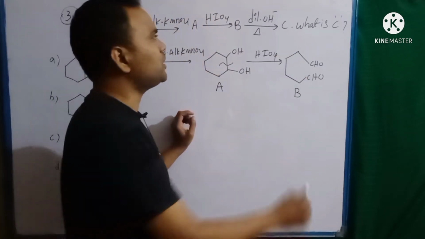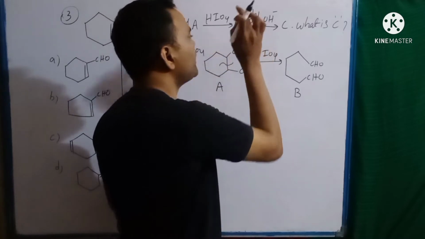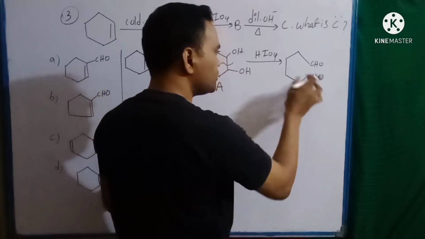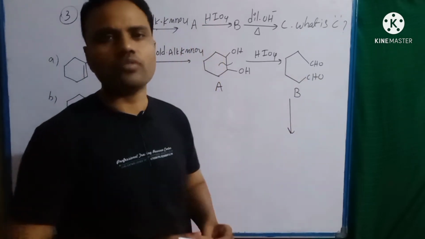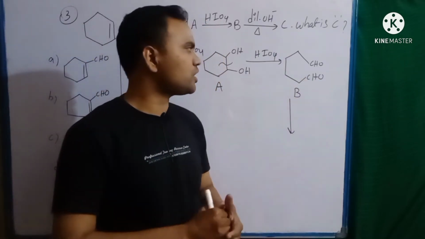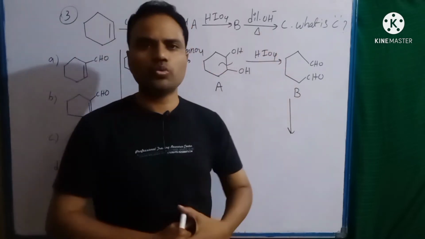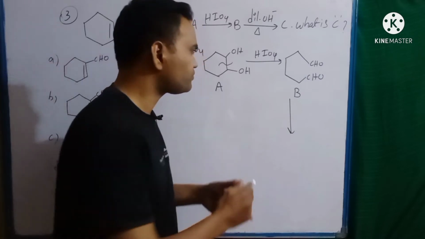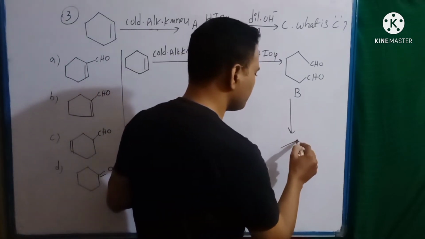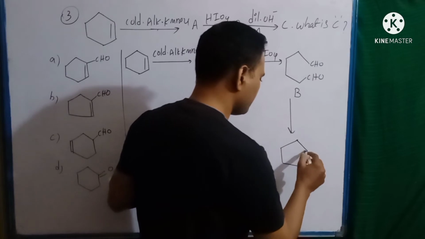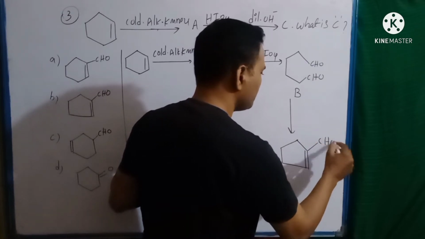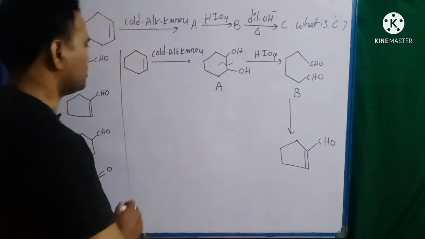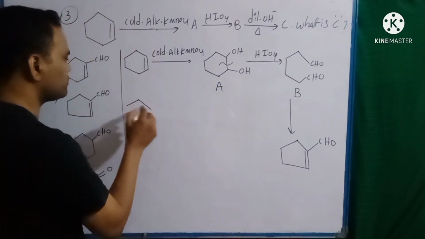And B on treatment with dilute OH minus followed by heating gives C. Aldehydes with alpha hydrogens undergo aldol condensation followed by heating to produce alpha beta unsaturated carbonyl compounds, right? So here we get this compound. Now let us see the mechanism for this step, the mechanism for aldol condensation.